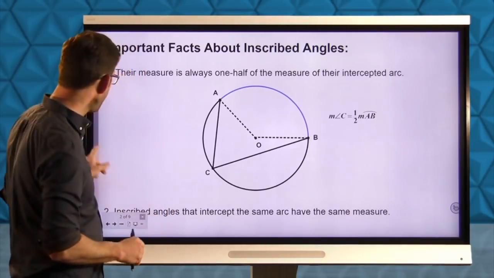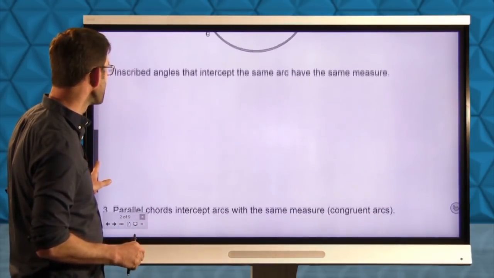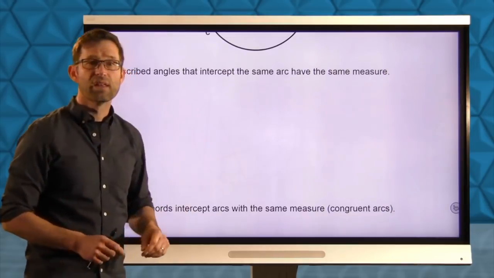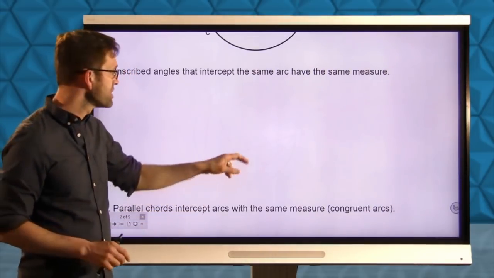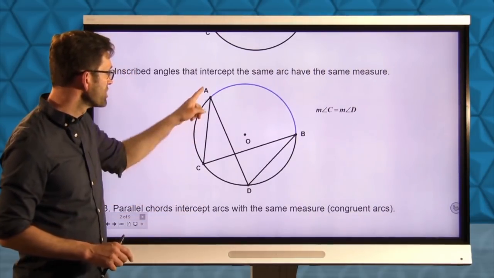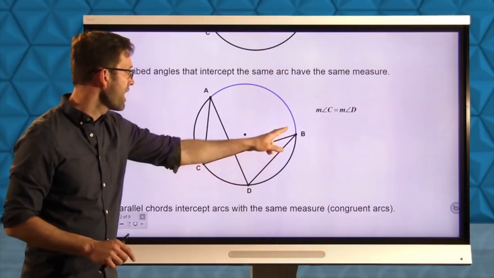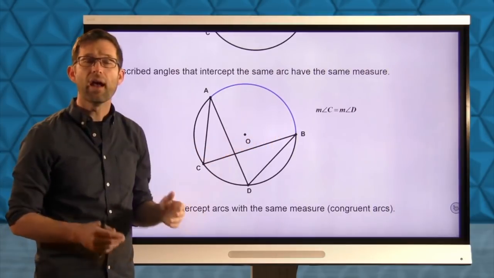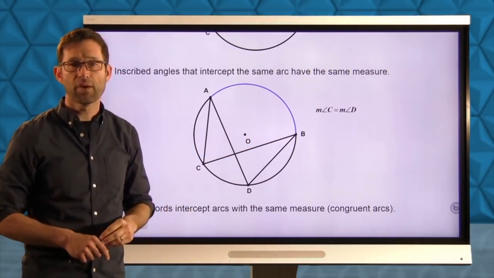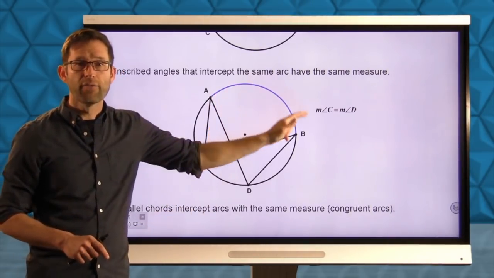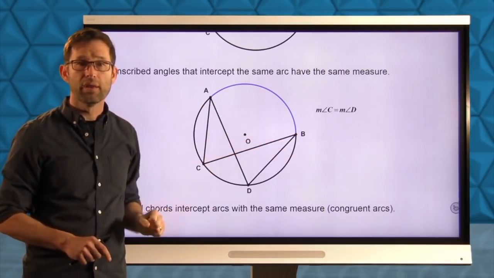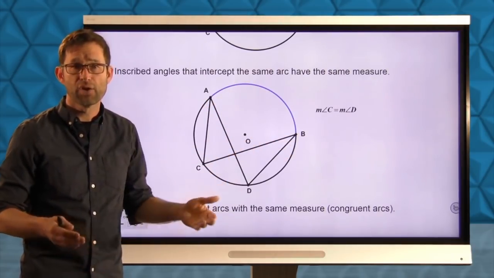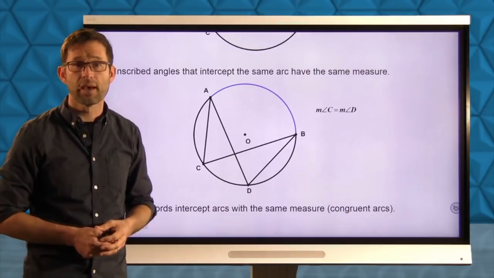All right, another important fact that we saw in the last lesson. Inscribed angles that intercept the same arc have the same measure. So in other words, angle ACB and angle BDA both intercept arc AB, and therefore they must have the same measure. They're both half of arc AB, whatever arc AB is, and since they're both half of the same measurement, they themselves must be the same.